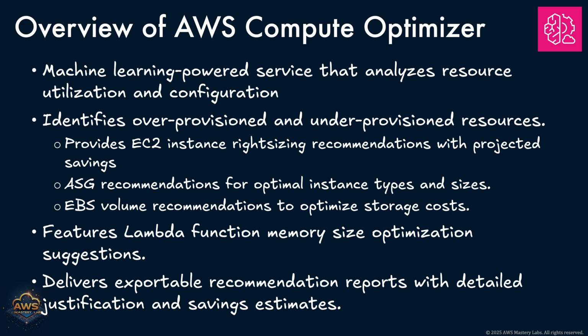For workloads using auto-scaling groups, Compute Optimizer can recommend optimal instance types and sizes, helping you maintain elasticity while avoiding over-provisioning. This is especially useful for environments with dynamic traffic or usage patterns. Compute Optimizer also goes beyond compute, offering recommendations for EBS volumes to help reduce storage costs by identifying underused or inefficient volumes.